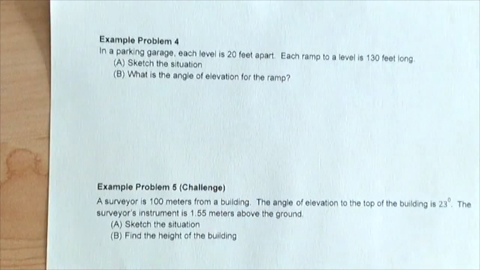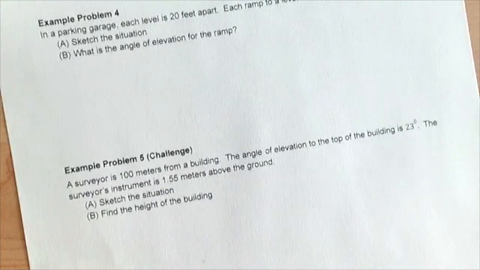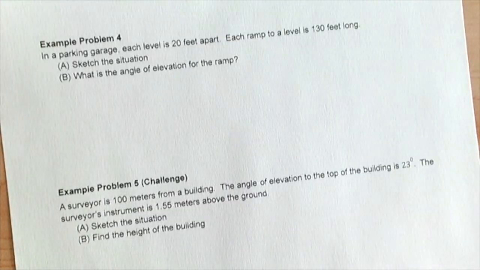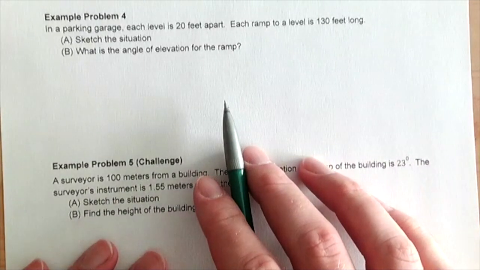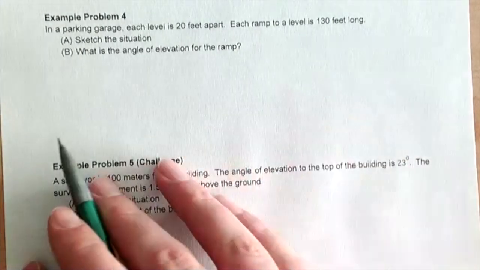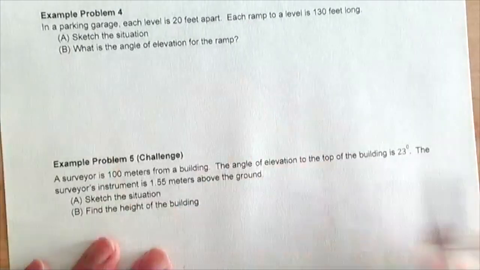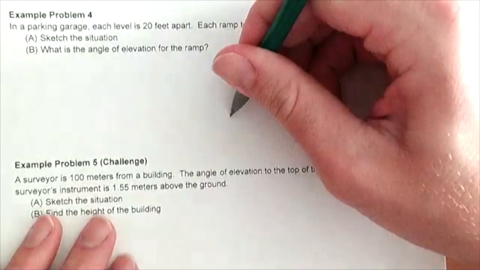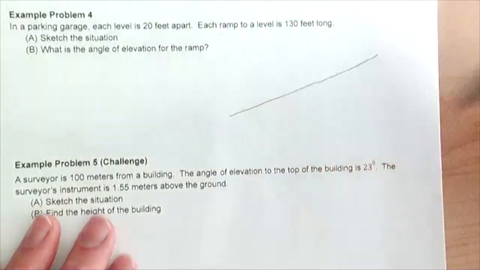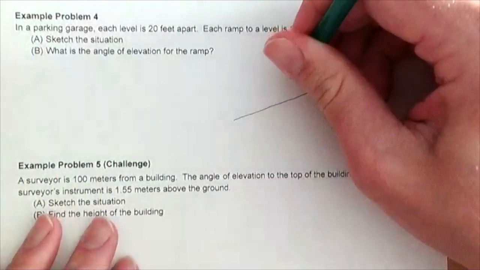I'm going to skip 4 because we've just done, actually wait, no, let's do it. We're not even doing too poorly on time. 4 is useful because we're going to sketch something that's completely new. It says in a parking garage, each level is 20 feet apart. Each ramp to a level is 130 feet long. And we want to sketch the situation. So here we're talking about a parking garage, and think that we're first going to sketch it. So think that parking garages have ramps, and it's saying that the ramp is 130 feet long.